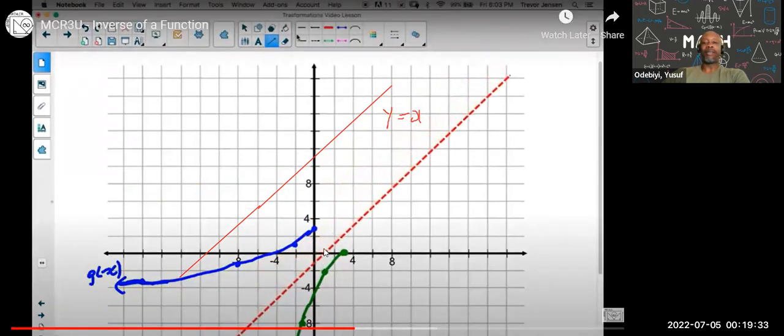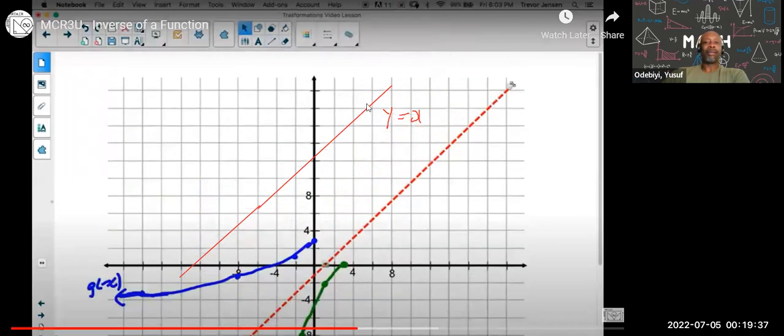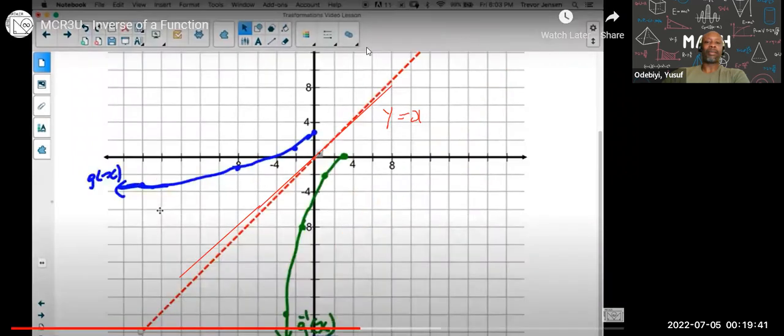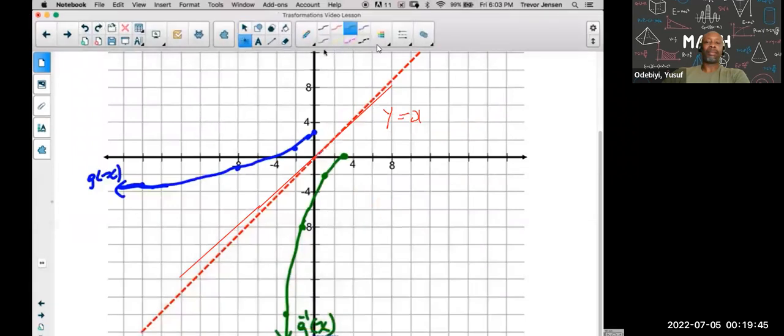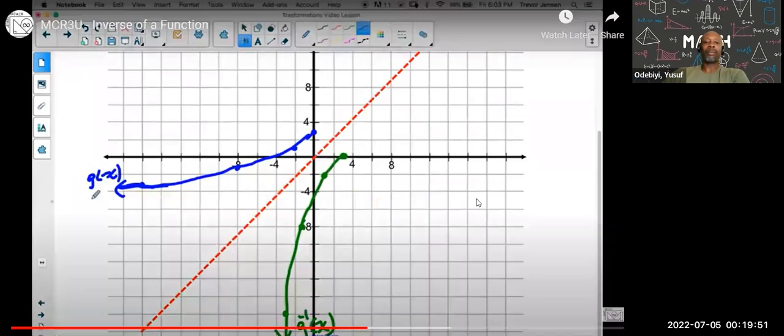This is actually a little bit off. Oops, let me fix that. Maybe he'll fix it. Looks like the inverse of g at x is just a reflection across this line. Each point has just been reflected across the line y equals x. So that's how we graph g at x and its inverse.